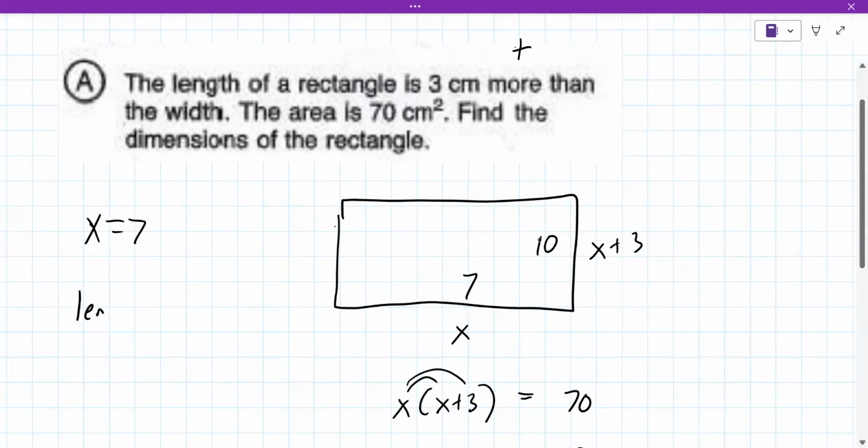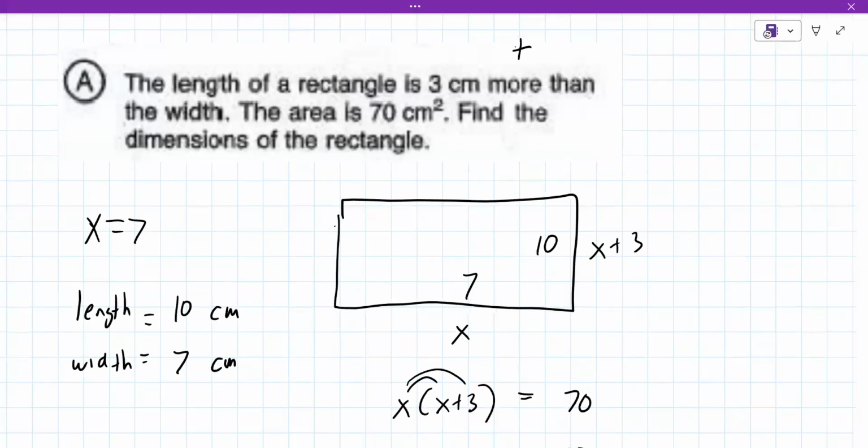You want to provide an answer like length equals, width equals. Got it. Okay, the length is 10 and the width is 7, and you might want to include units. Centimeters? Yeah. I see.